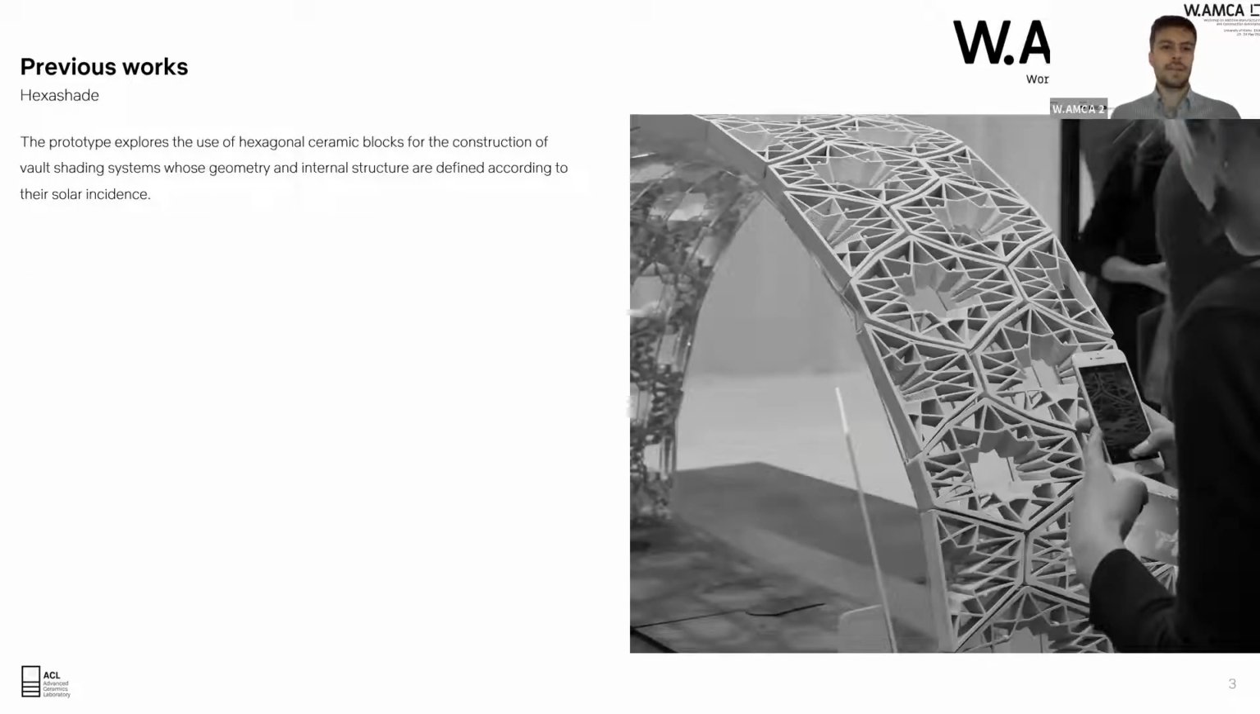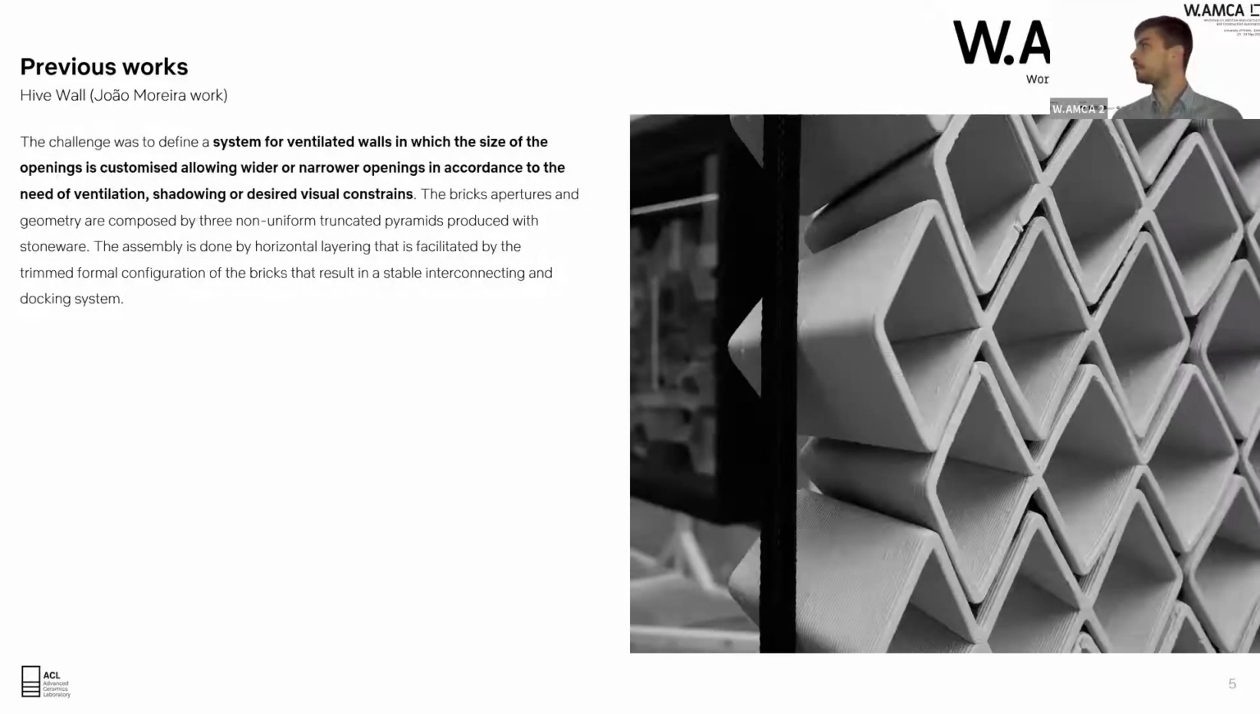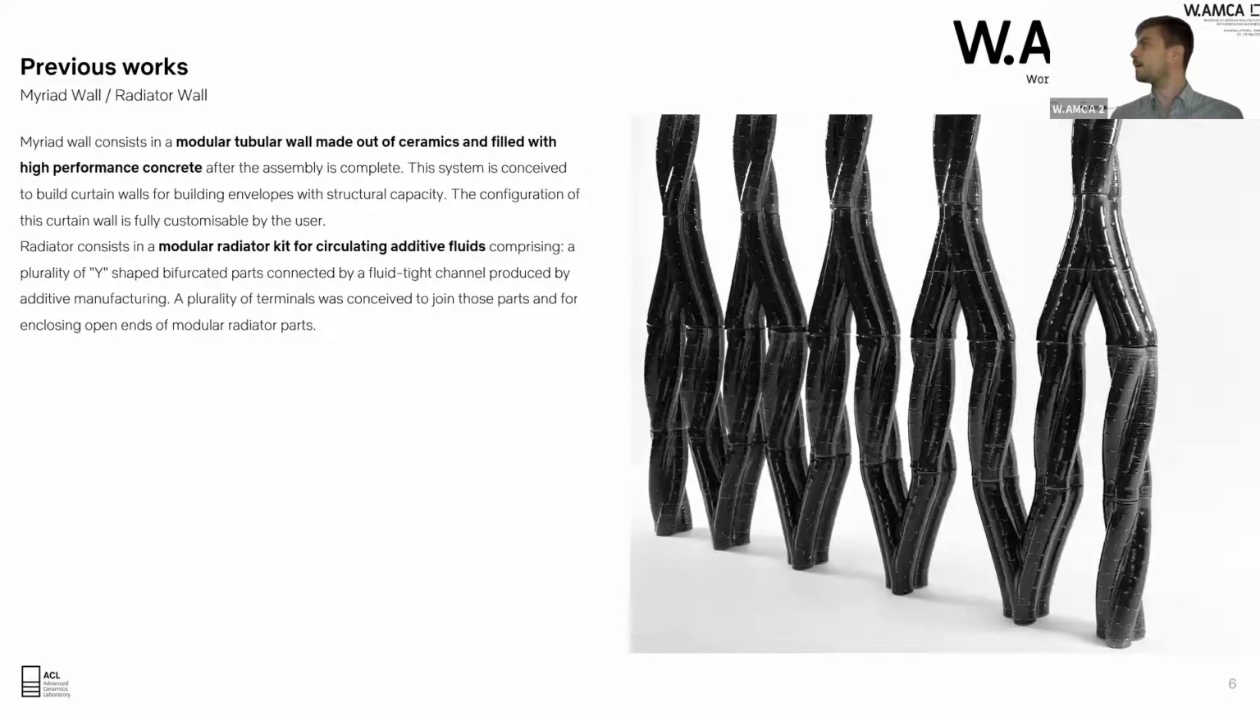Then we did ExaShade, which was exhibited at Material Experience in 2018. It's a shading device, basically. Then this is a project of another student. It's a biomorphic column system. Here, another wall like David showed. And here is the myriad wall.